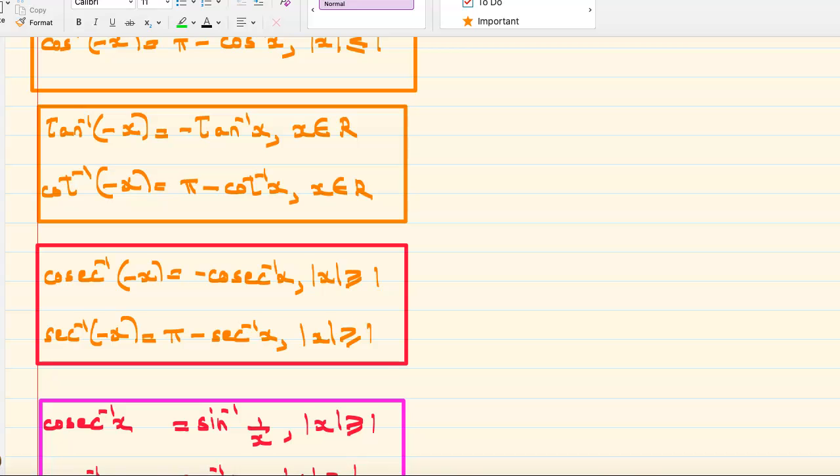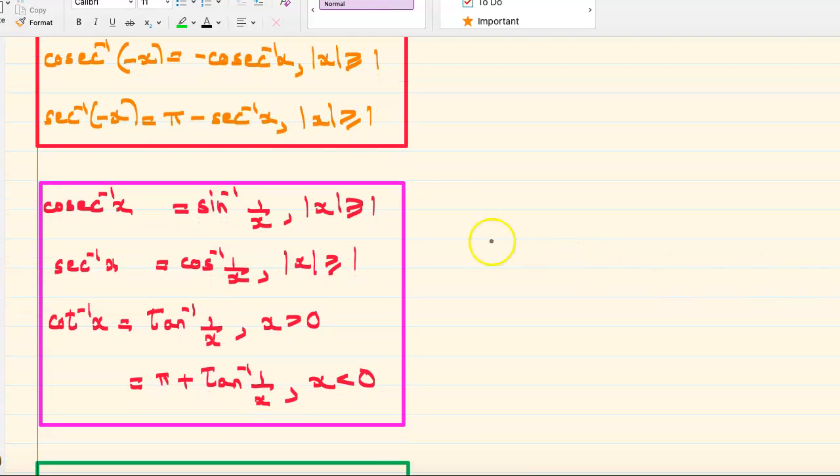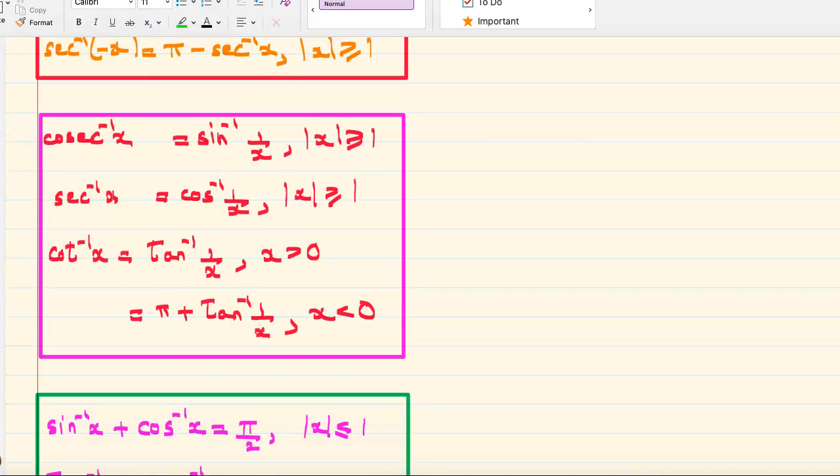Then we have cosec inverse x is sine inverse 1 by x if mod x greater than or equal to 1. Sec inverse x is cos inverse 1 by x if mod x greater than or equal to 1. That's same as the domain of sec inverse and cosec inverse. But cot inverse x is tan inverse 1 by x if x greater than 0, and pi plus tan inverse 1 by x if x is less than 0.